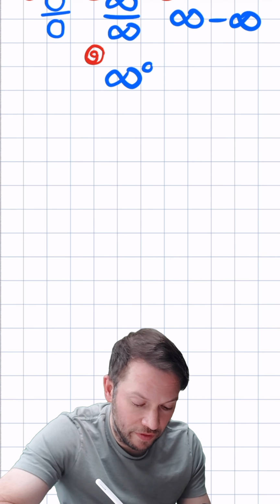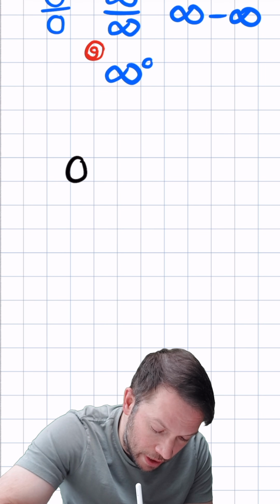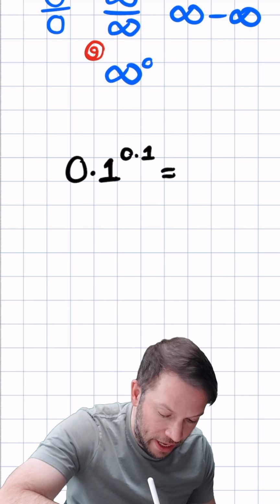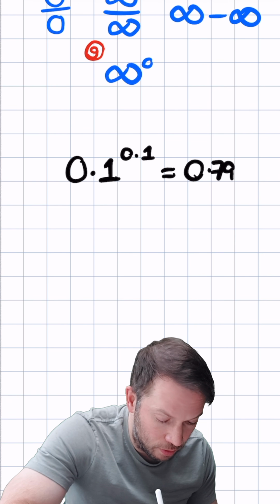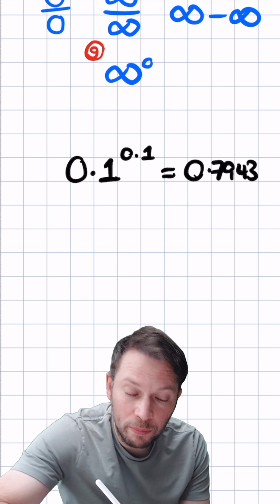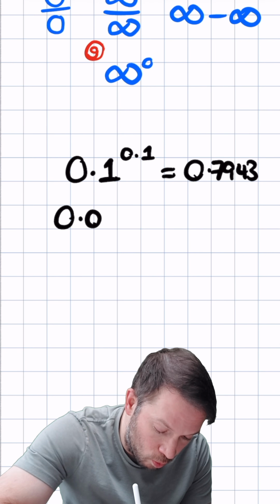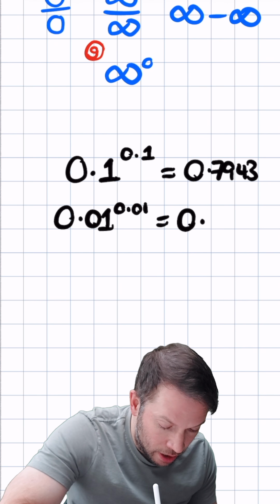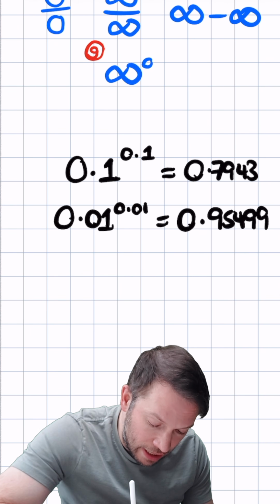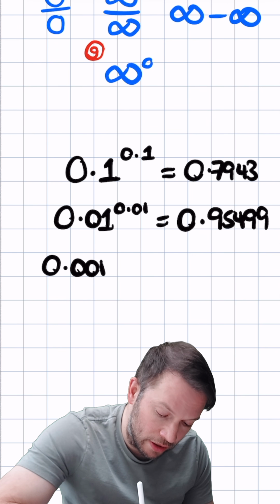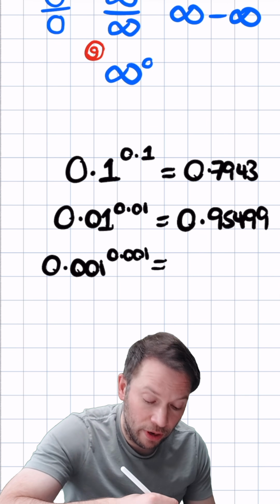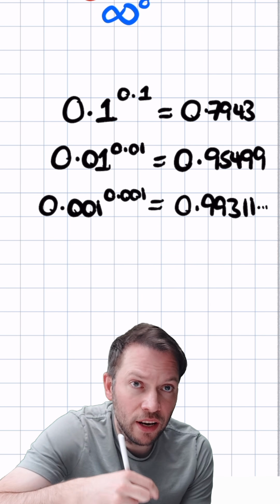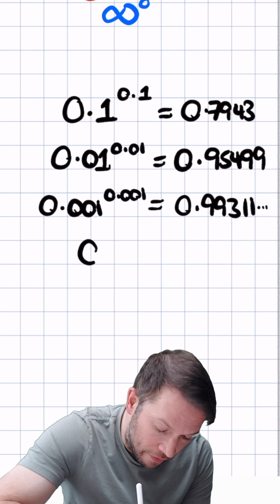But let's go one step further. Suppose we were to do a small number to the power of itself, like 0.1 to the power of 0.1, where we get 0.7943. What happens if we made the numbers smaller still? So if we had 0.01 to the power of 0.01, well, my calculator gives me 0.95499. And let's make the numbers even smaller, 0.001 to the power of 0.001. My calculator gives me 0.99311.